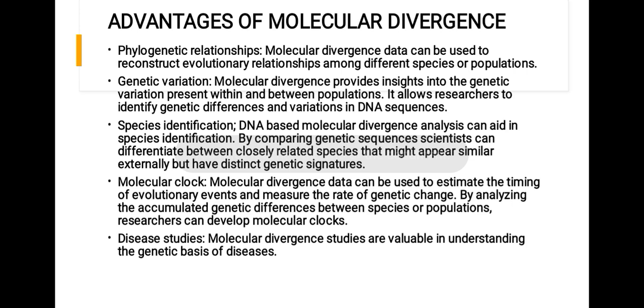Then species identification. DNA-based molecular divergence analysis can aid in species identification. By comparing genetic sequences, scientists can differentiate between closely related species that might appear similar externally but have distinct genetic signatures. Molecular clock. Molecular divergence data can be used to estimate the timing of evolutionary events and measure the rate of genetic change. By analyzing the accumulated genetic differences between species or populations, researchers can develop molecular clocks. Disease studies. Molecular divergence studies are valuable in understanding the genetic basis of diseases.